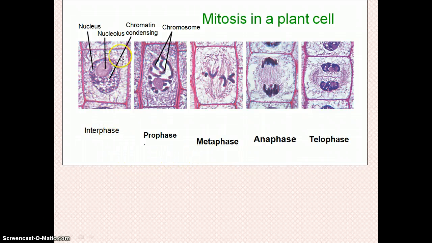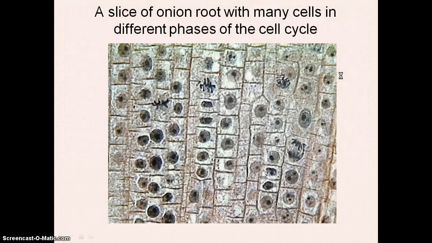But prophase is a normal old cell with a nucleus. In prophase, you start to see the chromosomes coil up. Metaphase, they line up in the middle. Anaphase, they're pulled apart. And telophase, 2 new nuclei with the cell plate in the middle.